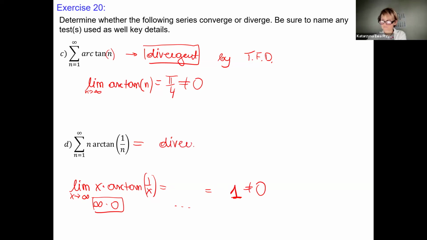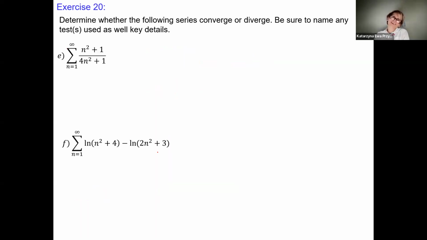Divergent. Yeah, this one I will definitely spend time on computing the limit, right? But the limit will be 1. Okay, A, B, C, D, E. What about E?